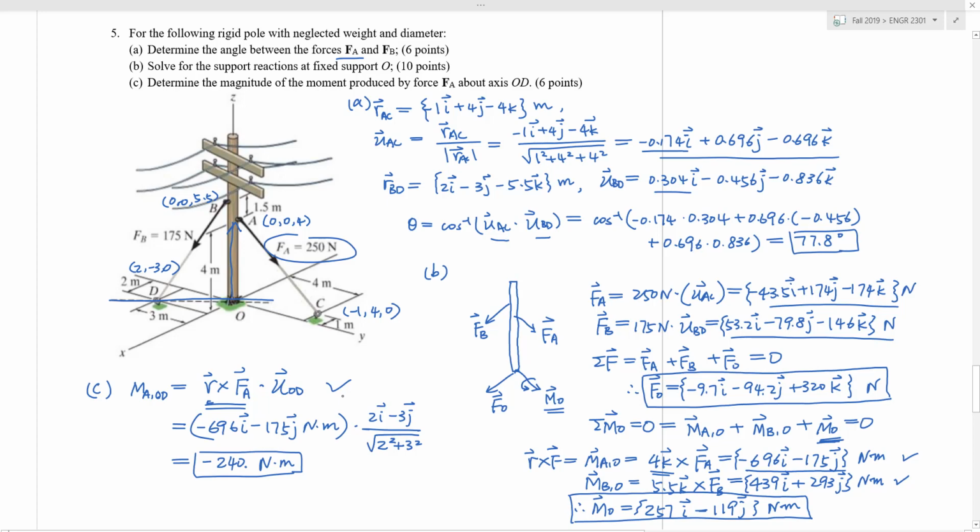So for this step right here, if you say, can I set up my matrix and use the matrix method? You can. But because we have already calculated r cross FA from the previous step, we might as well use that. Okay.